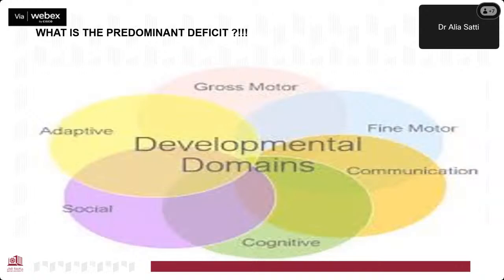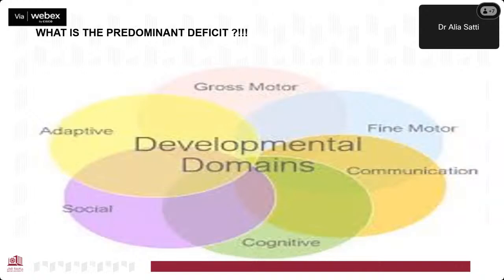They may have a very high IQ, but they have extremely poor social skills. And likewise with other skills, they can be very variable. And that's how we try to differentiate between each condition and the other.